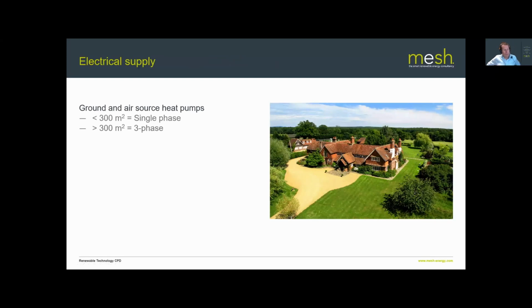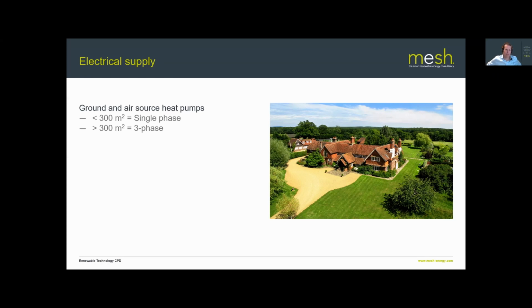So the next things we're going to talk about are some of the spec and design features that you need to think about. So let's talk first of all about electrical supplies. A lot of the technologies we've talked about are supplied by electricity. Electricity has the potential to be fully renewable.